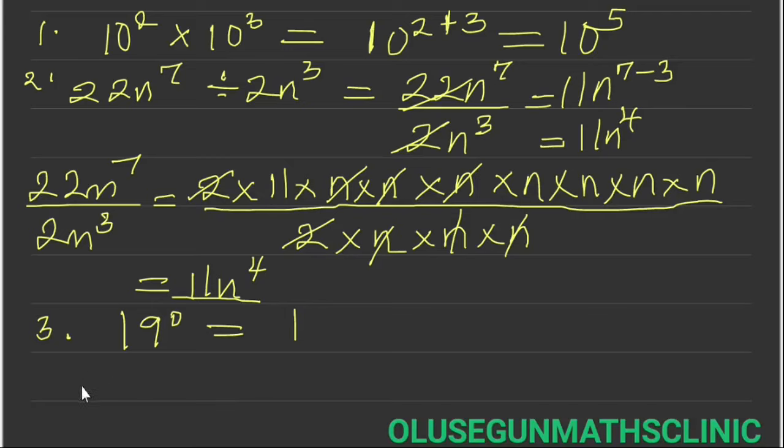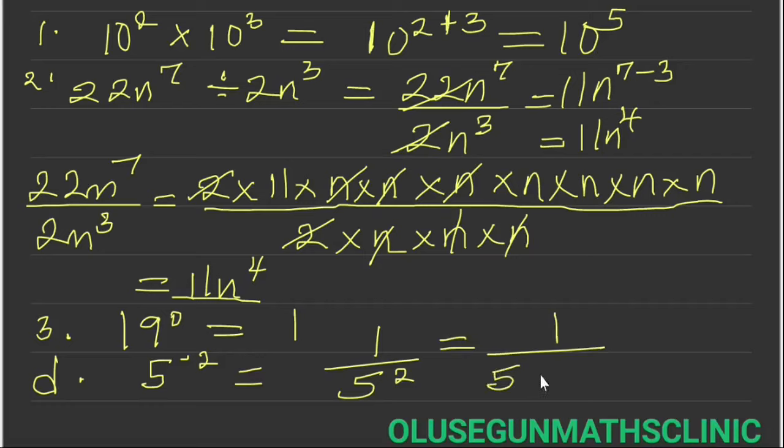So let's have another example, like D. Maybe we have 5 raised to power minus 2. As I've explained earlier, any moment a base number is raised to a minus index, you will write it in the form of 1 over 5 squared, which is equal to 1 over 5 times 5, which is equal to 1 over 25. That is all. So, meaning that 1 over 25.